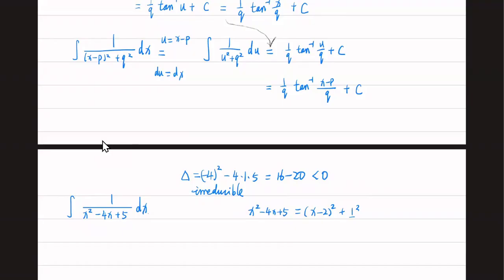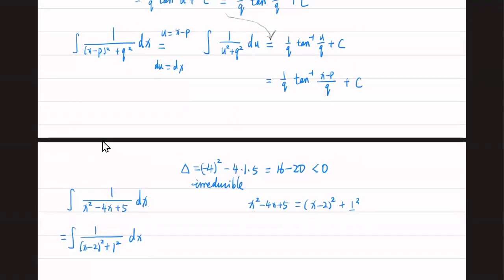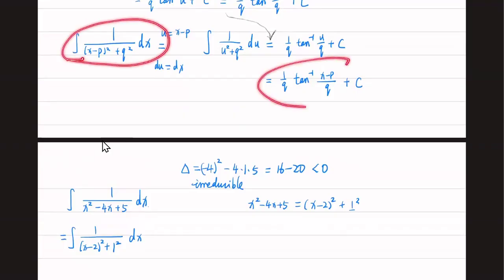It's 1. So this integral is x minus 2 squared plus 1 squared. In this way, we can apply the formula we just learned in the previous one.